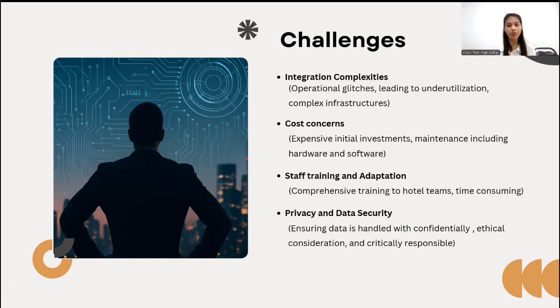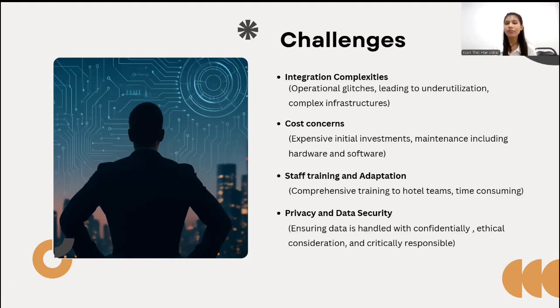And the next challenge, which is very demanding, is staff training and adaptation. The employees need to receive comprehensive training about the robot, and it will be time consuming. And last but not least, which is very challenging, is privacy and data security. The robots need to ensure that data is handled with confidentiality, considering ethical and responsible practices. So those are four challenges of applying AI in the hospitality sector.